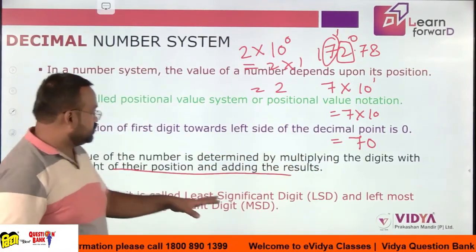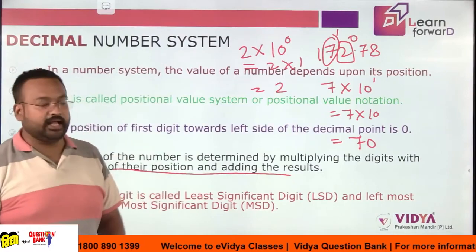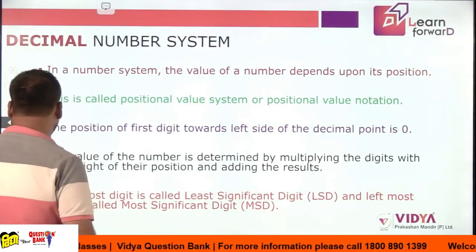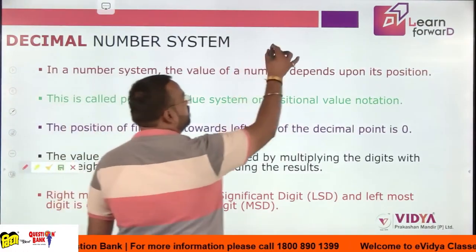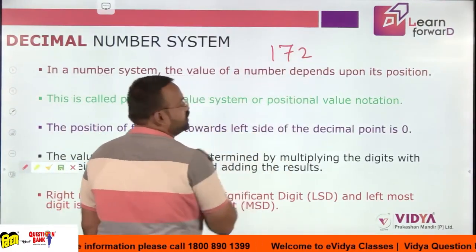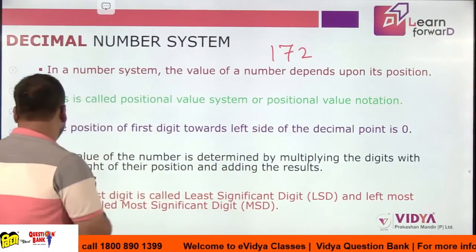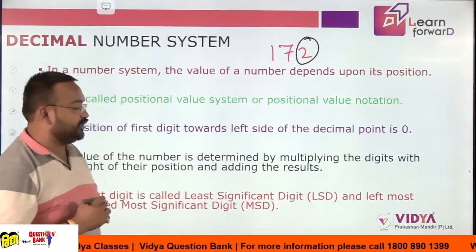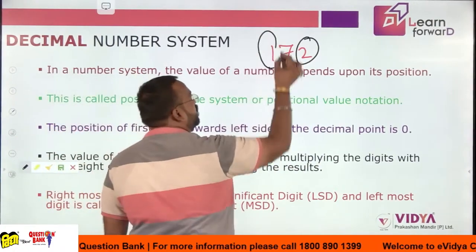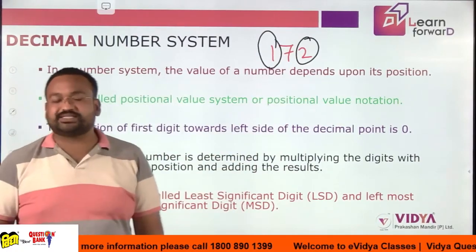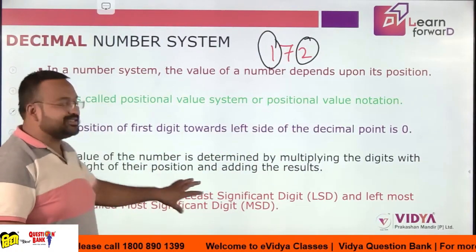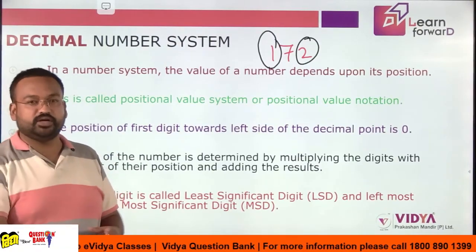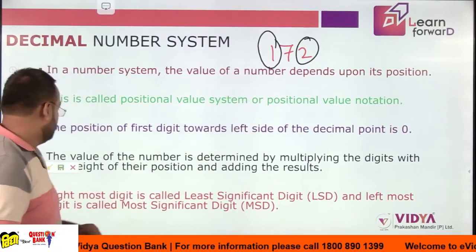The rightmost digit is called LSD and the leftmost is called MSD. Let's take a normal number without any decimal. This would be the LSD, that is the least significant digit, and this would be the MSD, that is the most significant digit. These are basically short terms which tell you the highest value or the lowest value that a particular number contains.